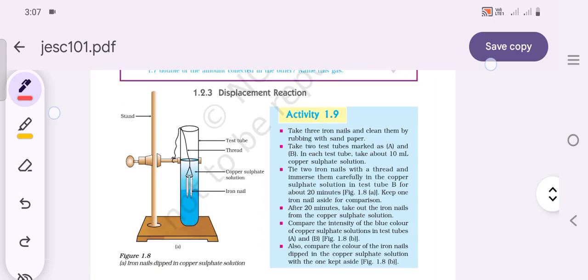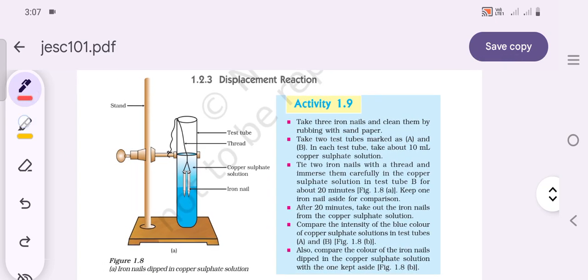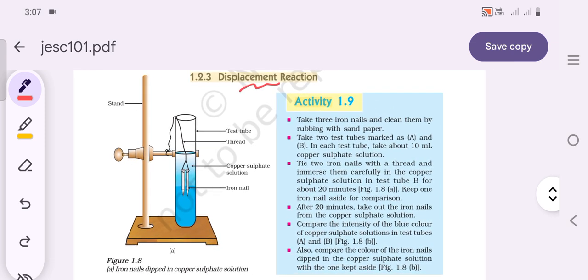So let us go through displacement reactions. Very important, as usually in the exam it will ask for displacement reaction balancing. So let us know what we mean by displacement reaction.